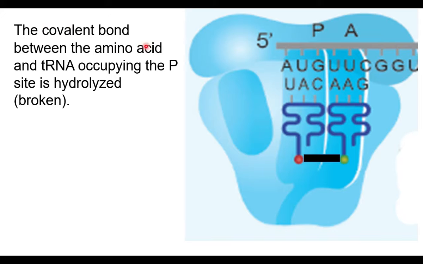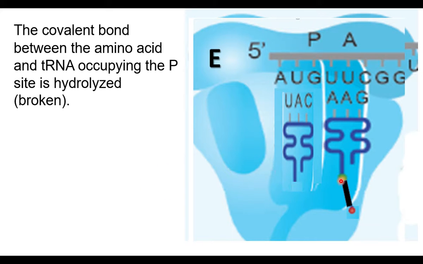The amino acid still attaches itself on the tRNA by means of covalent bond. A covalent bond connects this tRNA with this amino acid. When the bond is broken, a dipeptide will be formed. The covalent bond between the amino acid and tRNA occupying the P site is hydrolyzed and broken. So a dipeptide is formed. Dipeptide, two amino acids connected by peptide bond.